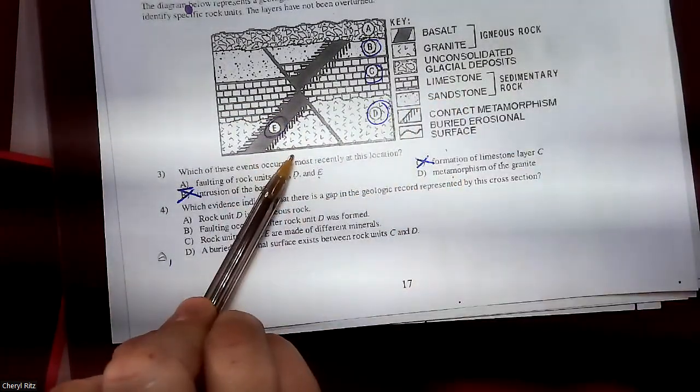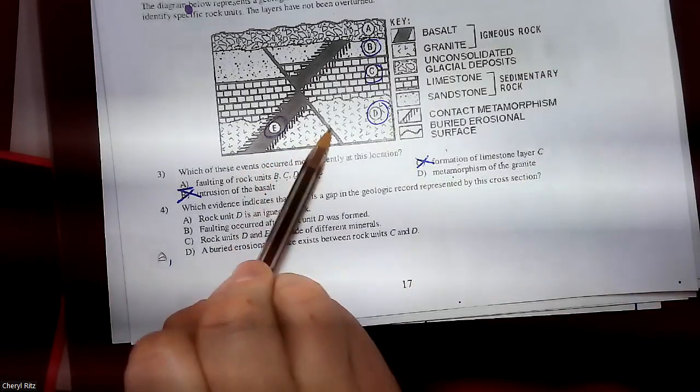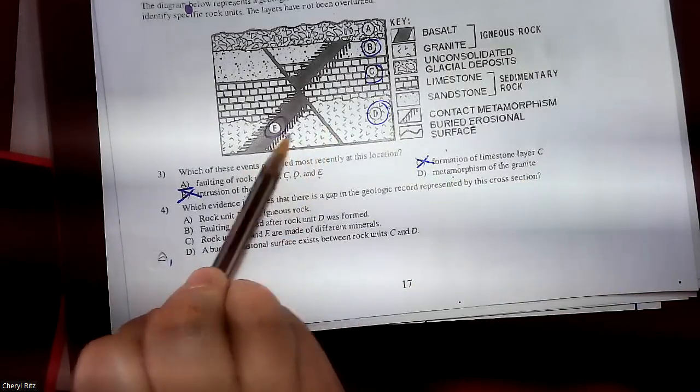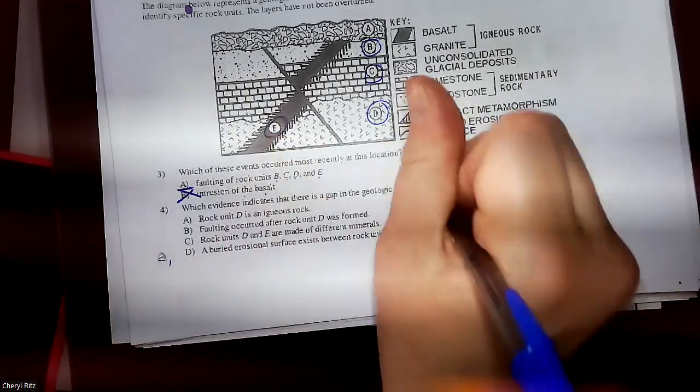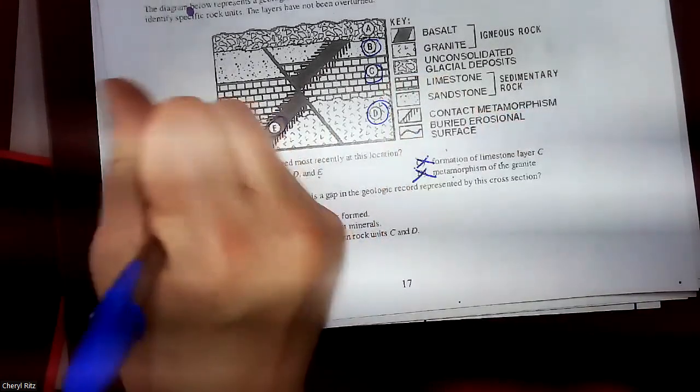And how about the metamorphism of granite? That's down here. Granite being touched by the intrusion. Is that the youngest out of all of those? Nope. All right. The fault is the youngest.